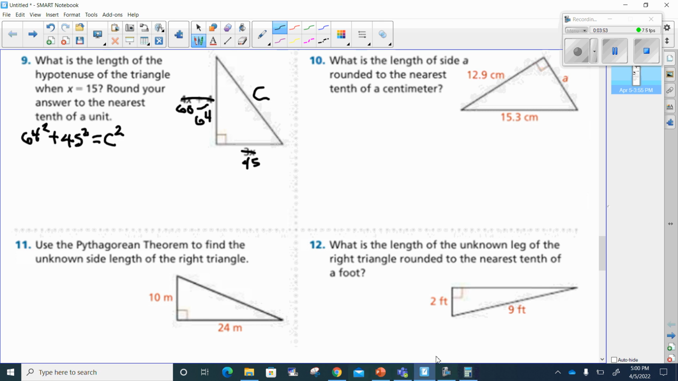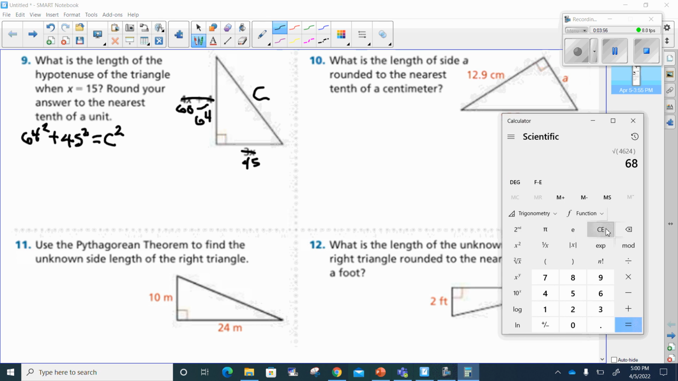So first thing I need to do is get my calculator out again. I'm going to put this into parentheses here to solve each part individually. First parenthesis is going to be 64 squared. So this is going to be 64, and then I'm going to square it right here. All right, so that part is done. Now I'm going to add it to, and then put in parentheses again, 45 squared. And that is going to equal 6,121.